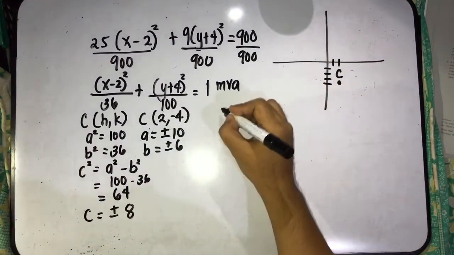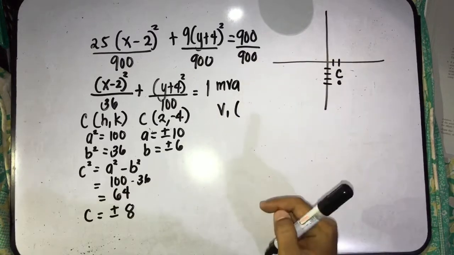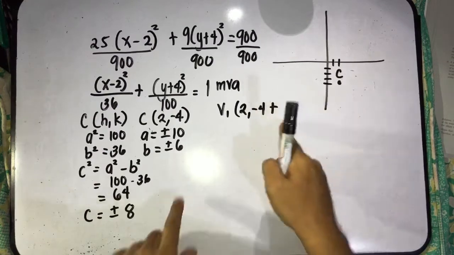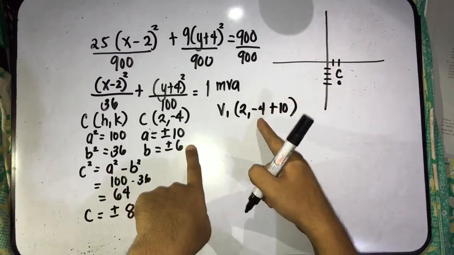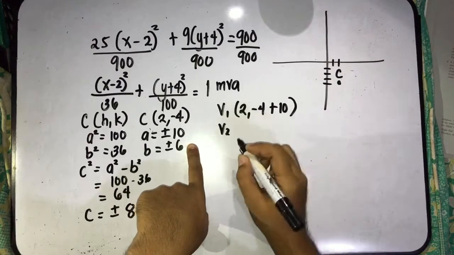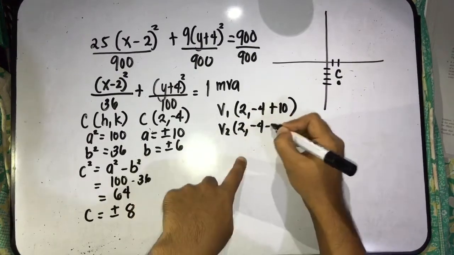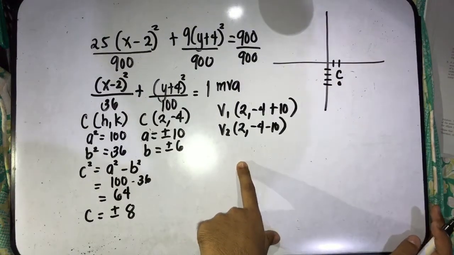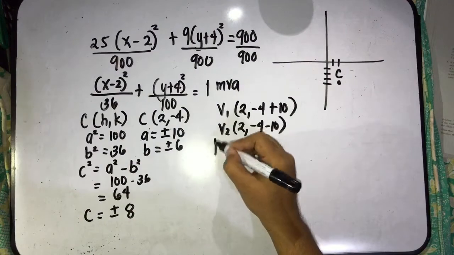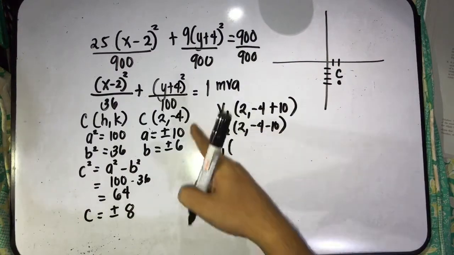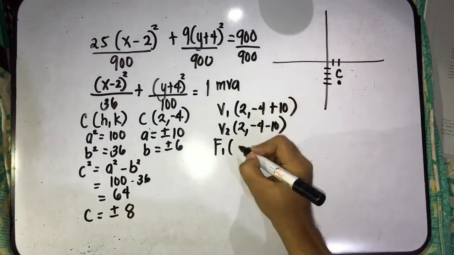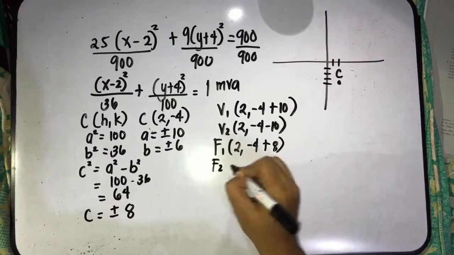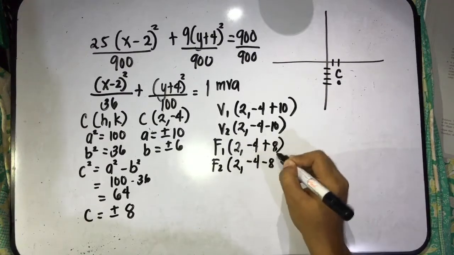So, V1 will be located at 2, negative 4 plus, what is a? 10. So, that is 2, negative 4 plus 10. Where is V2? V2 will be located at 2, negative 4 minus 10. Okay? Where will be the foci located? So, F1 will be located at the same line as the vertices. And that is 2, negative 4 plus what? Plus 8. And F2 is located at 2, negative 4 minus 8.